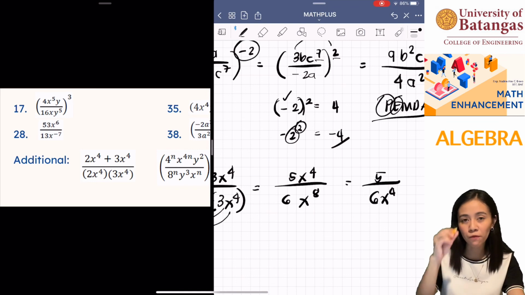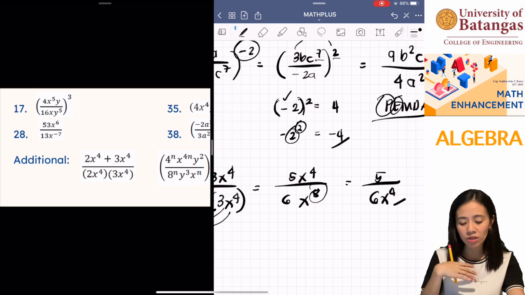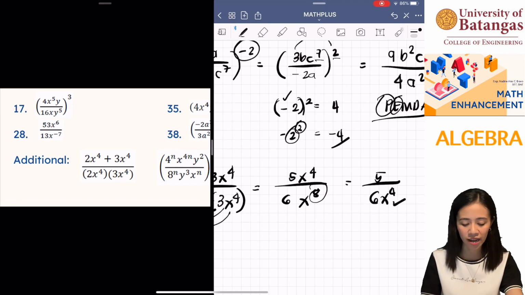And then, if you simplify, that would be 5 all over 6x to the 4th na ano. Kasi, you'll get 4 minus 8, negative 4, bababa siya. That would be positive 4. O kaya naman, 8 minus 4, that's 4. Pero mas mataas yung exponent sa denominator, kaya doon natin siya ilalagay. Okay, so this is our answer.